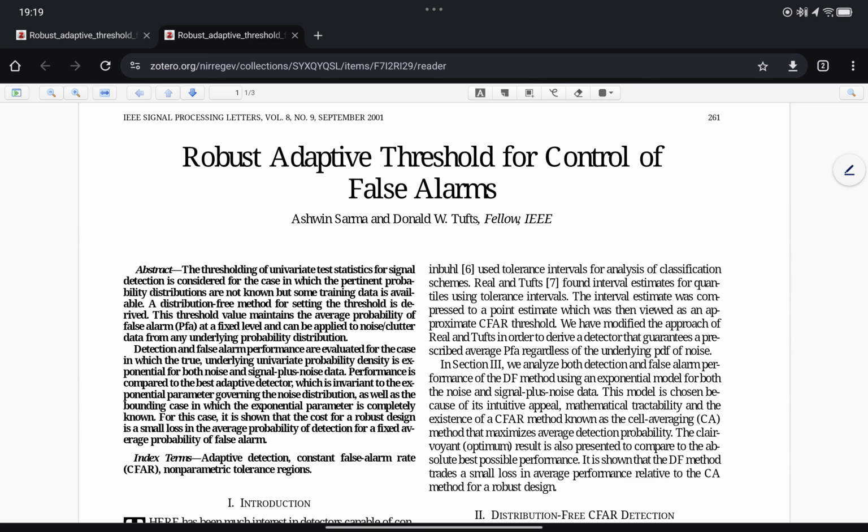I want to devote 5 minutes to discuss this paper, Robust Adaptive Threshold for Control of False Alarms. Basically, they describe two methods. One is the cell averaging CFAR detector that we all know from the radar domain, and the other one is the distribution-free detector. They compare both to themselves in terms of performance, and second, they also compare them to what they call the clairvoyant detector, which we will see exactly what it is soon.